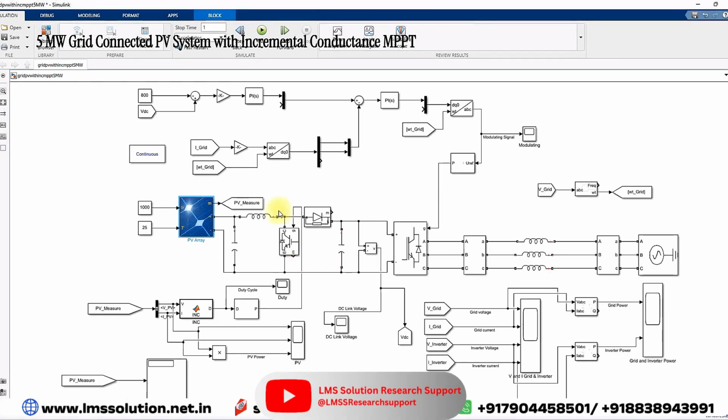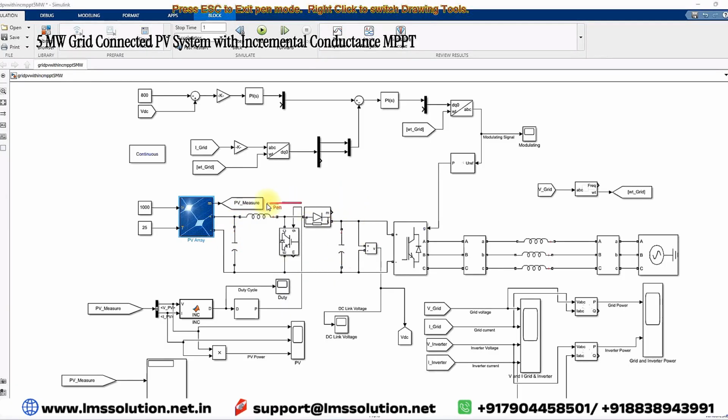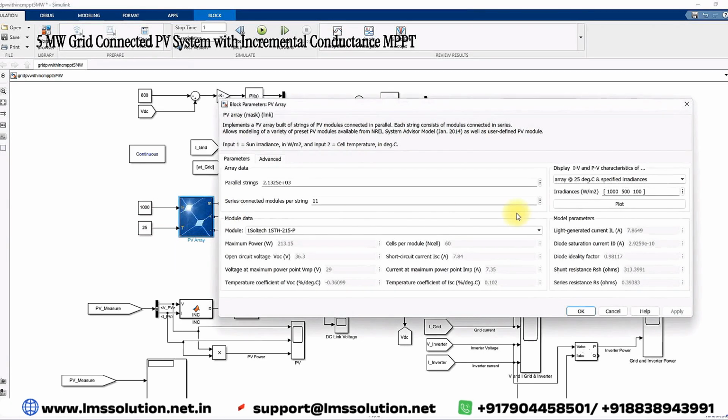And this boost converter is going to be controlled by means of the MPPT algorithm. MPPT is nothing but the maximum power point tracking algorithm. The maximum power point tracking algorithm is used to extract the maximum power from the PV panel, because the PV array depends upon two parameters, irradiation and temperature. When the irradiation and temperature change, the PV and IV characteristics change.